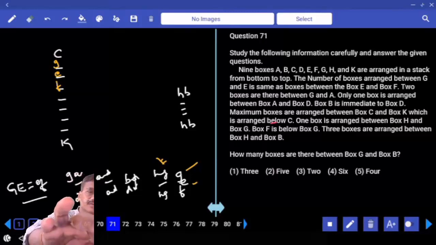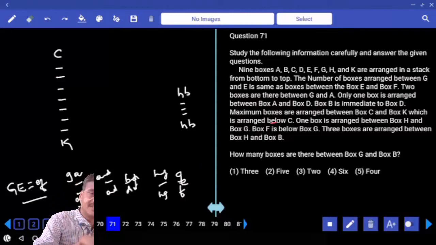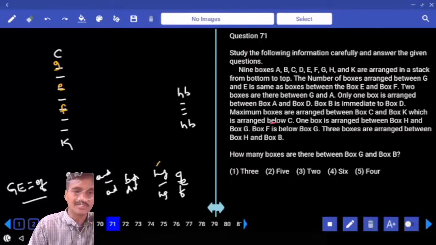Hence we cannot have this order. Then what is the other possibility we have? G here, E here, F here. Now if you have G, E and F at this place, between H and G there must be exactly 1. Is it possible? Not possible. Hence this case is also ruled out.